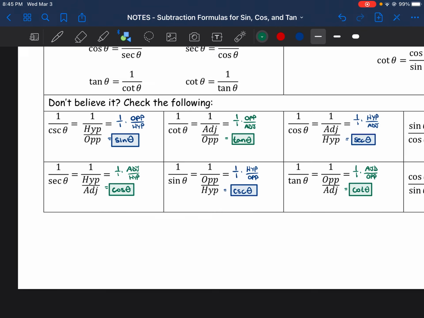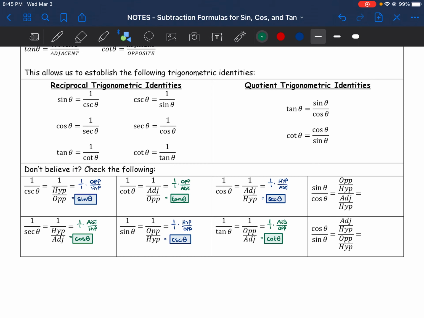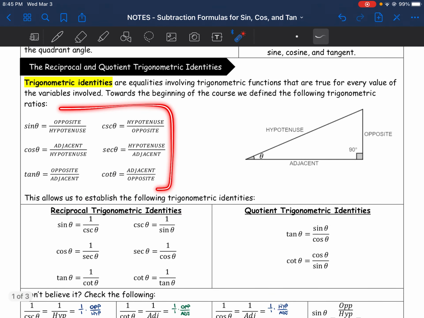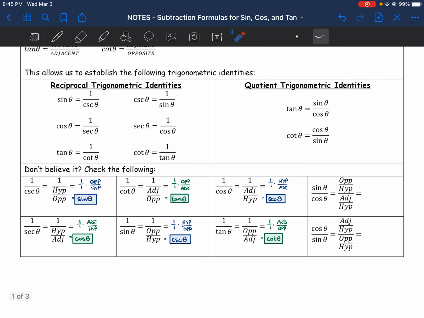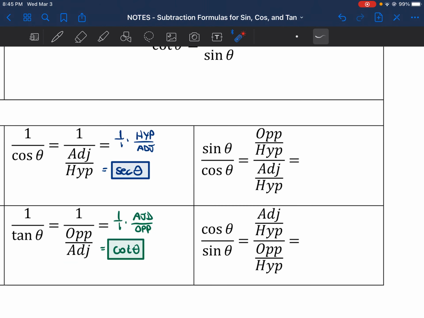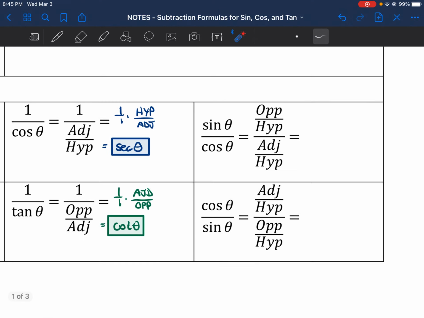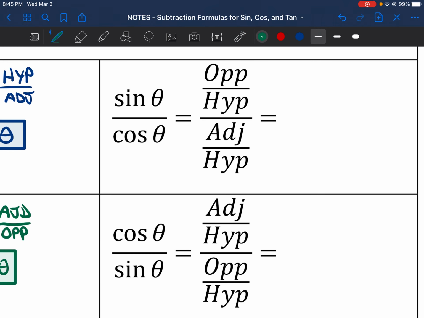So these are the very quick little verifications of the reciprocal trig identities, based purely off of how we've defined them. Okay. Now let's verify the quotient trig identities. Let's verify that sine of theta over cosine of theta is really supposed to be the tangent. Well, again, it's going to fall into a very simple argument.